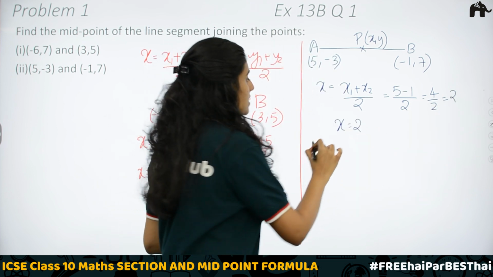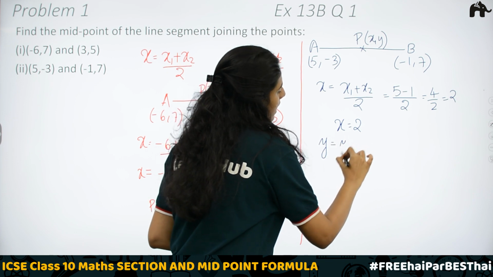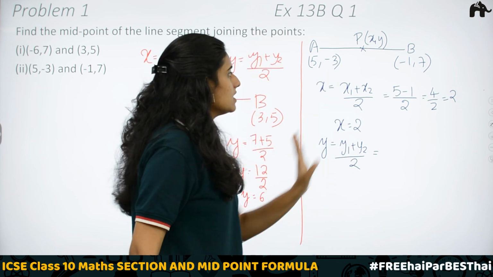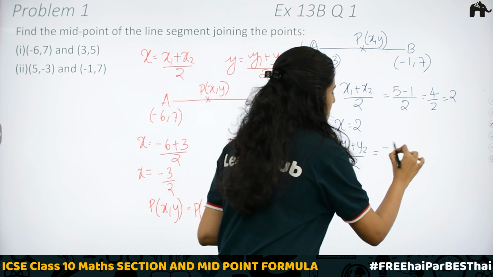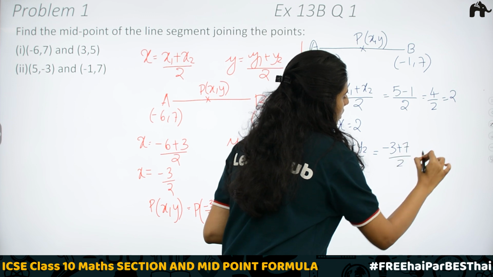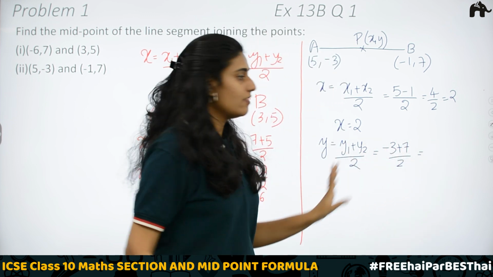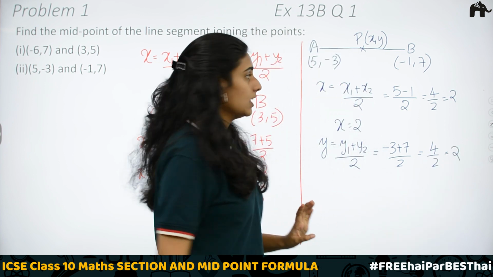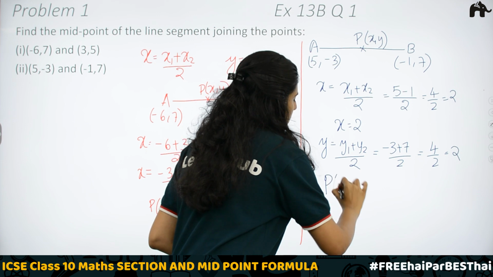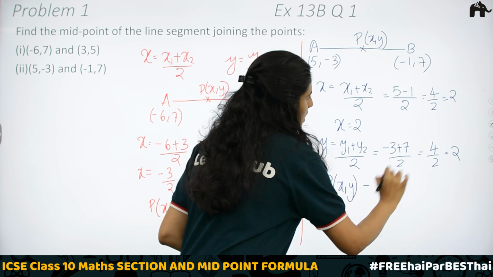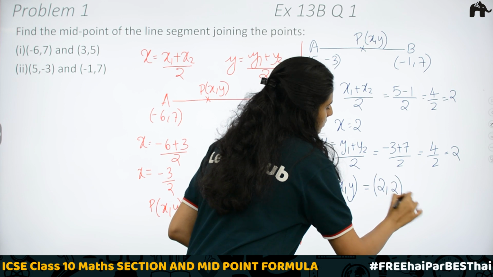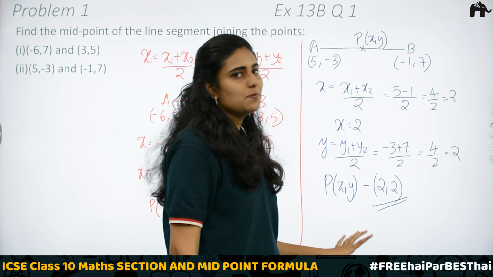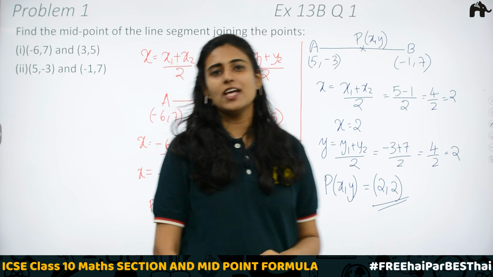What about the y coordinate? Y is equal to (y1 plus y2) divided by 2. Here y1 is -3 and y2 is 7. (-3 plus 7) divided by 2 equal to, -3 plus 7 is 4, 4 by 2, which is equal to 2. Then the coordinates of point P (x, y) is equal to (2, 2). X coordinate is 2 and y coordinate is also 2. Understood this problem? Yes? Let's move on to the next problem.